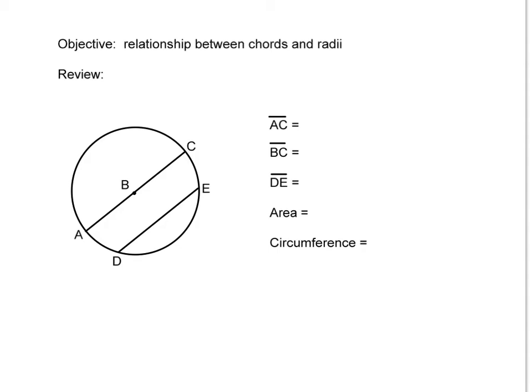Things you should know. This line right here, AC. A line that goes from edge to edge of a circle through the center is called the diameter. And you know that. BC, this line right here going from center to edge of a circle is called, of course, the radius. Plural of radius is radii.